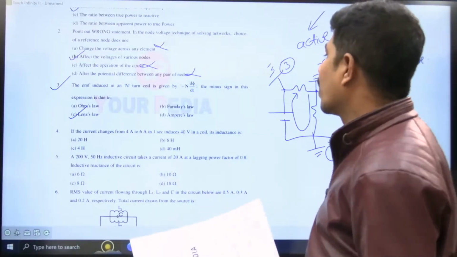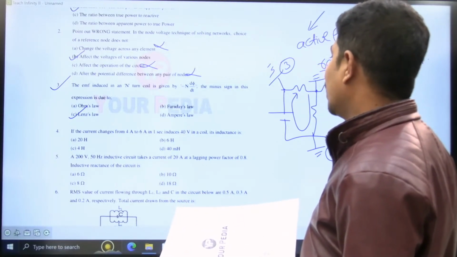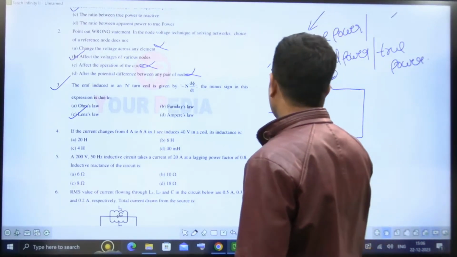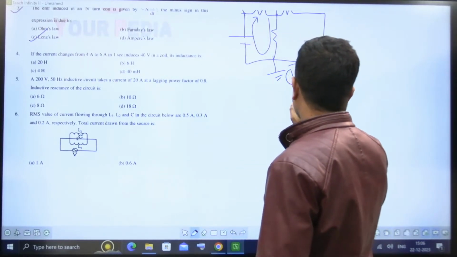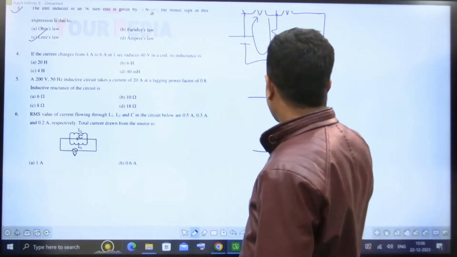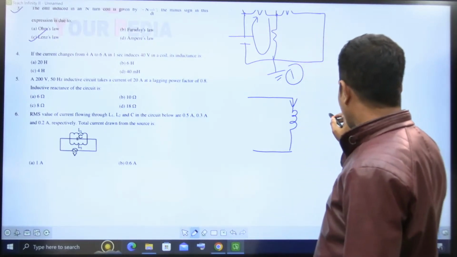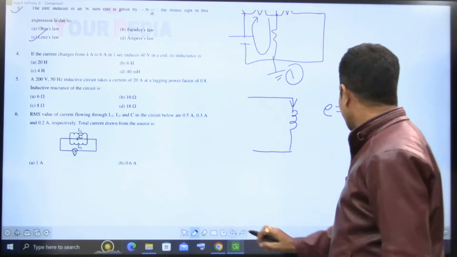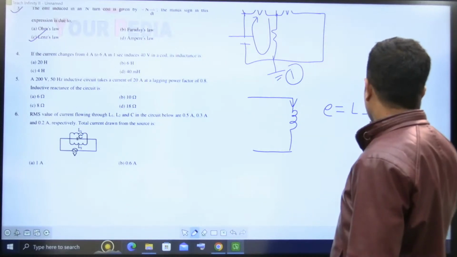Next question, question number 4. The current changes from 4 to 6 amperes in 1 second and induces 40 volts in a coil. The inductance is? Come here, I'm going to solve it. What he's saying is he's having a coil, simply an inductor. In this, the current is changing from 4 to 6. The induced EMF formula is E is equal to L di by dt.